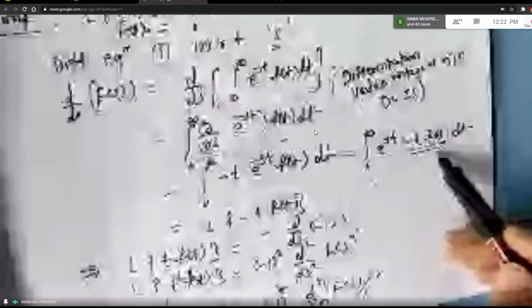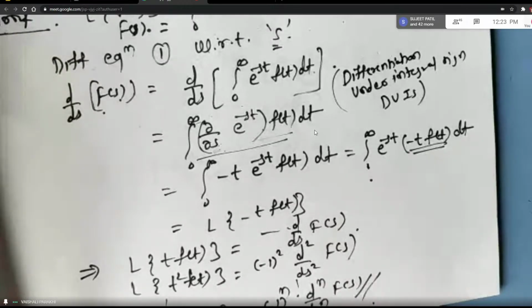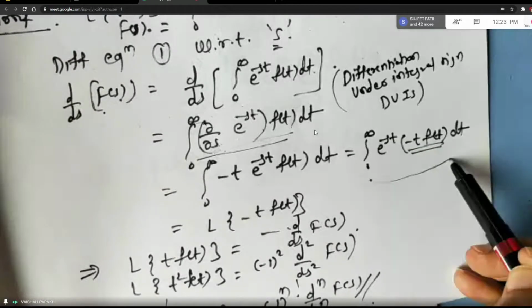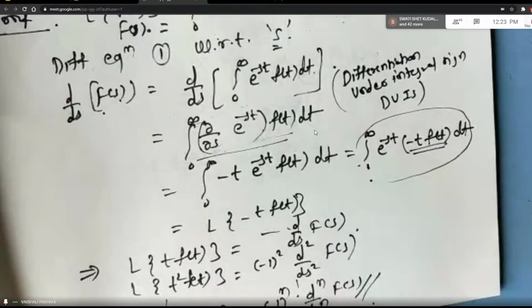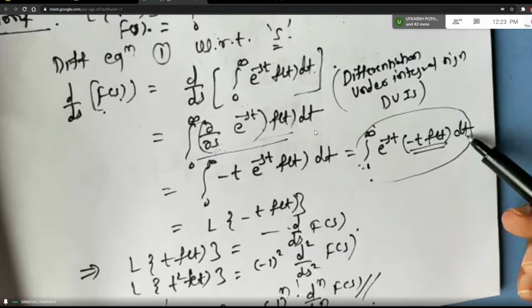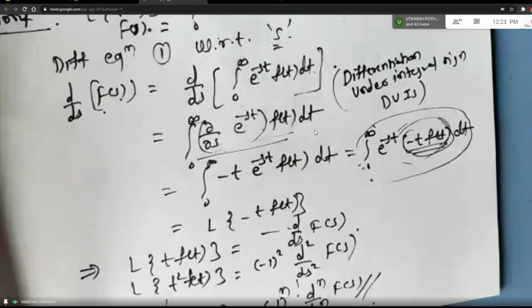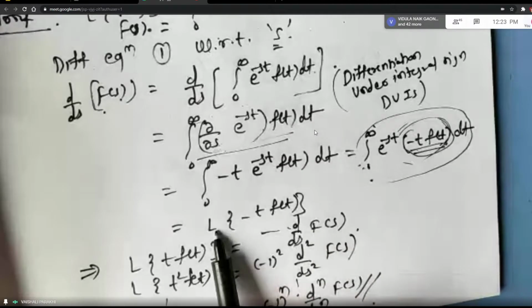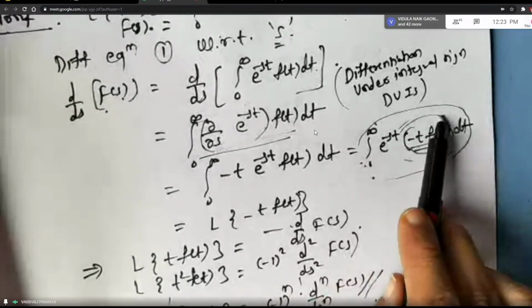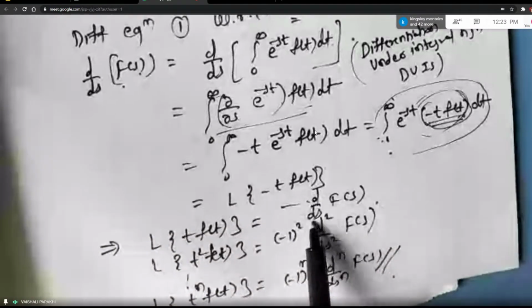Now this is rearrangement. Minus t f of t is collected here, and e raised to minus st is written the same. If you compare this integral with your formula, 0 to infinity is there, e raised to minus st is there, dt is there. So this itself is the function for which you are finding the Laplace transform. So it is nothing but the Laplace of this, with minus t f of t in place of f of t. Now this minus sign is transferred to the other side. So L of t into f of t is minus d by ds of f of s.